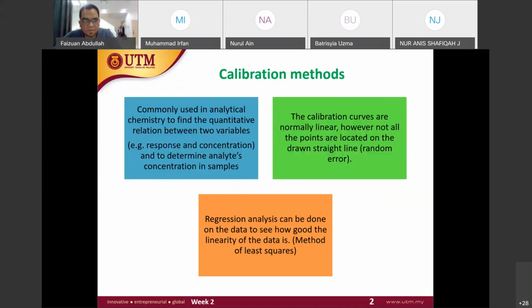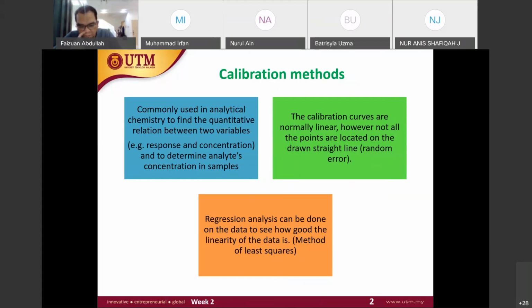First, calibration methods are commonly used in analytical chemistry to find the quantitative relation between two variables, for example, response and concentration, and to determine analyte concentration in a sample. The calibration curves are normally linear. However, not all the points are located on the drawn straight line due to random error. And then regression analysis can be done on the data to see how good the linearity of the data is.